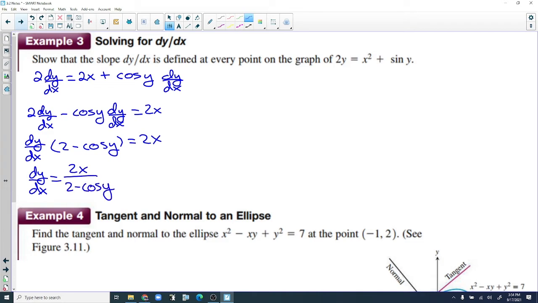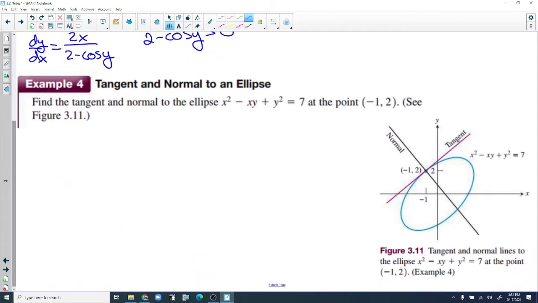Now the biggest cosine of y can be is 1. So 2 minus cosine of y is always greater than 0. It can never be 0. So that's why the slope is defined everywhere, because the denominator has no chance of being 0.